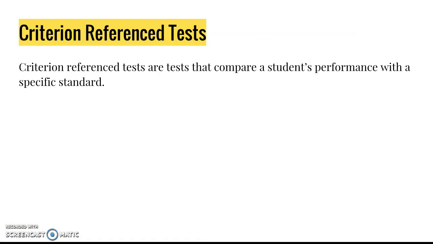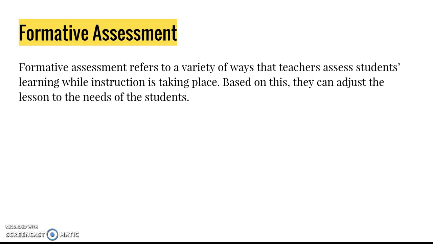The first type of assessment is criterion reference tests. These are tests that compare a student's performance with a specific standard. An example of this is the Common Core State Standards Initiative, which is a set of guidelines that tell what a student should know before they graduate from high school.